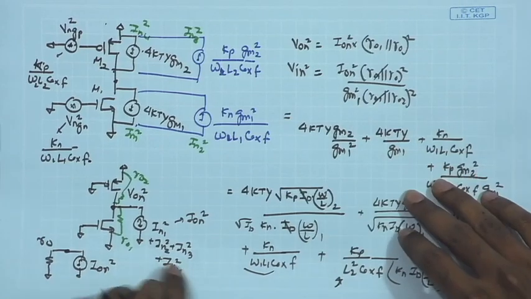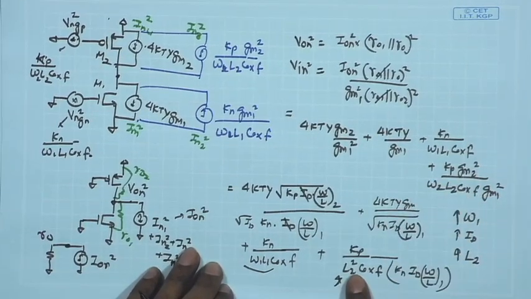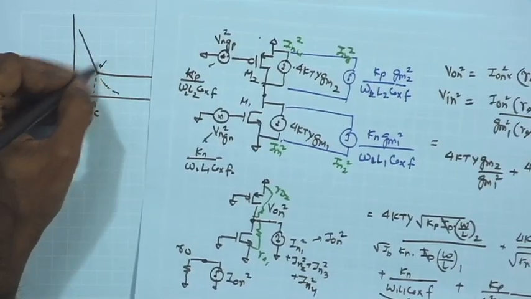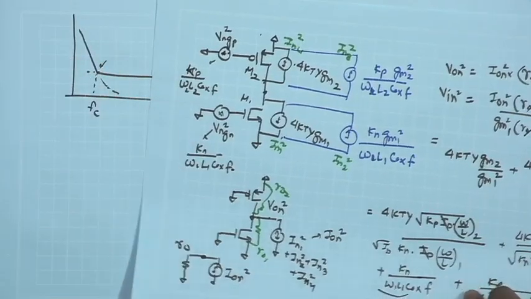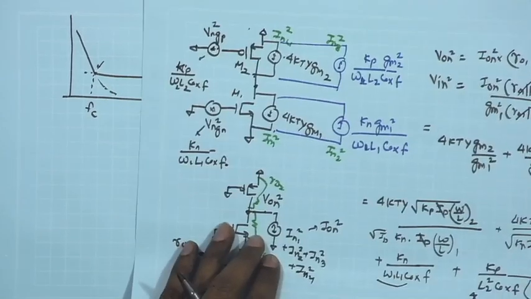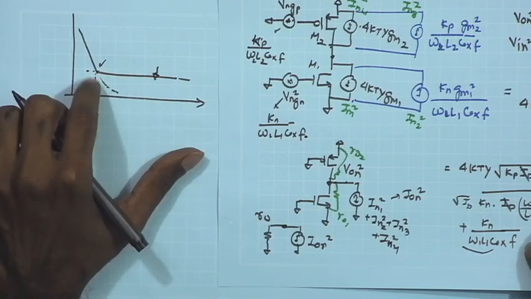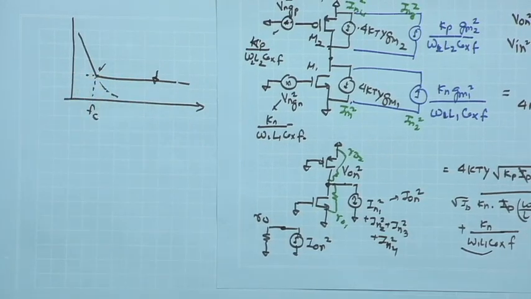Likewise, if I look at the 1 upon F terms, having a larger W by L ratio of the first transistor and also having a larger L2 term is going to help us in minimizing the contribution of the 1 upon F noise term and push this frequency towards lower values. So, these are the two considerations we need to make while arriving at the design: minimizing the white noise floor and trying to suppress this corner frequency to a lower value.